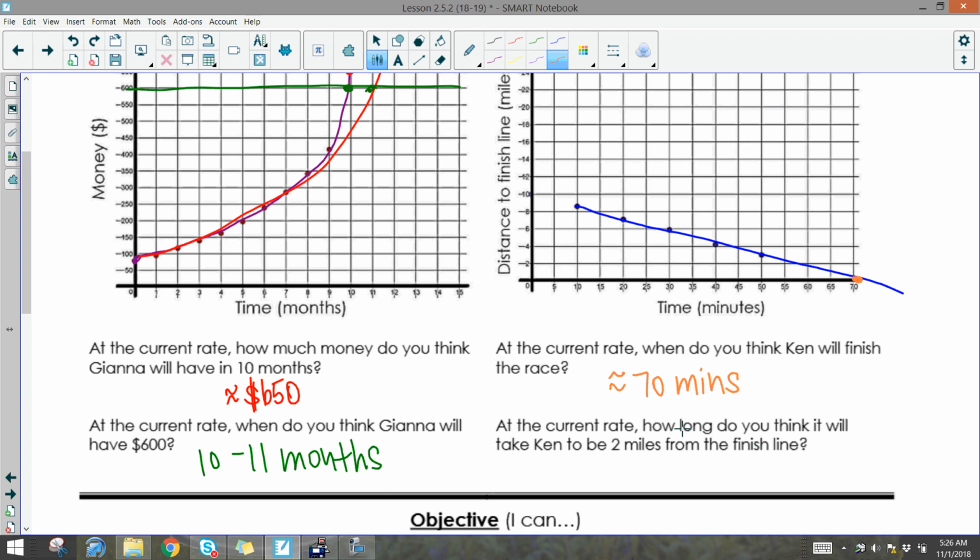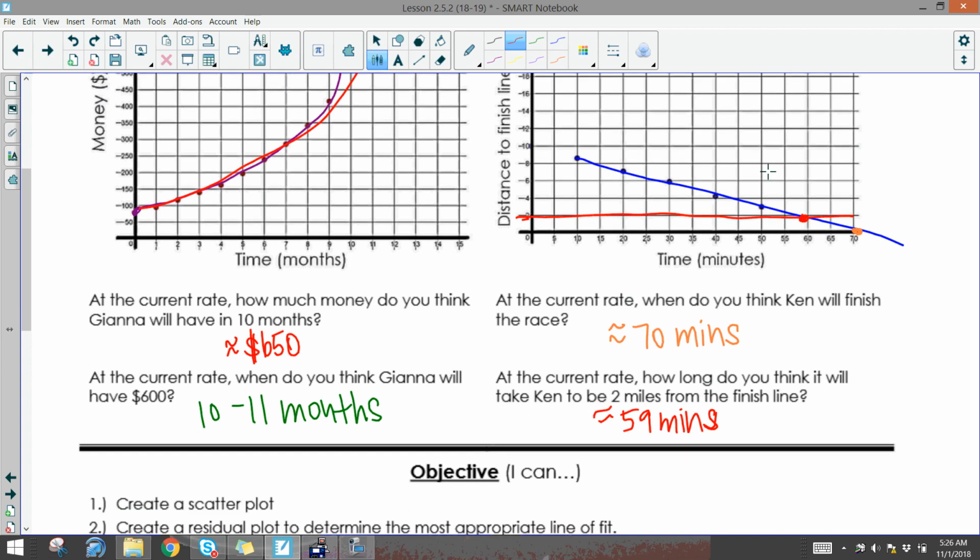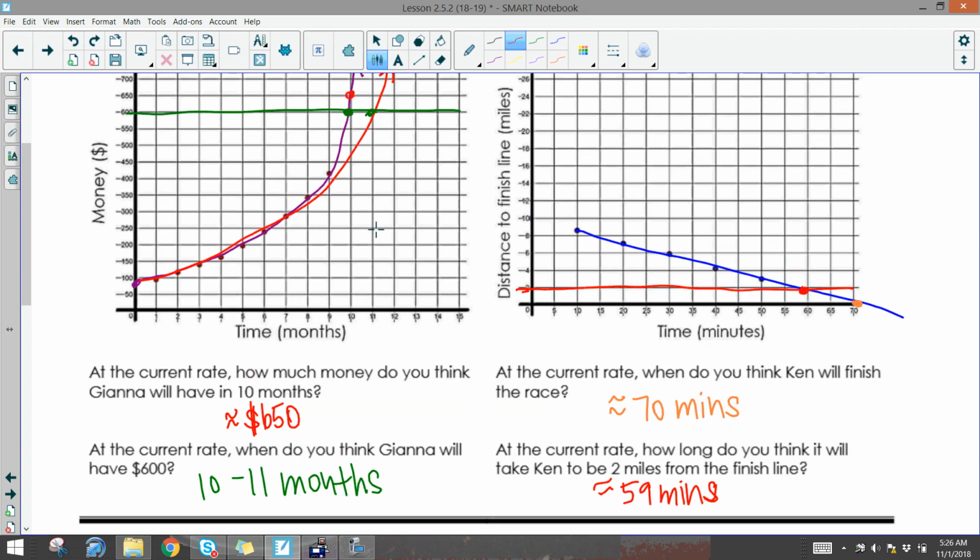And then it says, at the current rate, how long do you think it will take Ken to be 2 miles from the finish? Again, that's a Y. So we go to a Y value of 2 and analyze that intersection point. So I don't know, maybe 59 minutes for me. Again, that could be different for you. But notice that this is all an approximation or a guess, so I have those about symbols and approximate symbols in front of everything. Okay, so this is what we're going to be doing today.